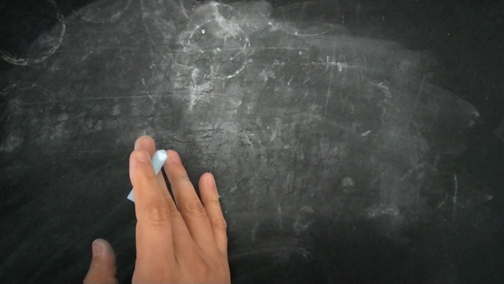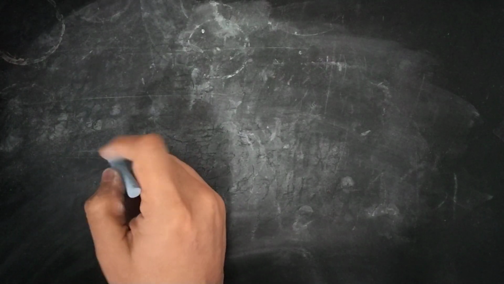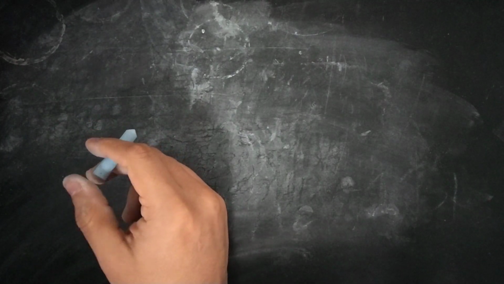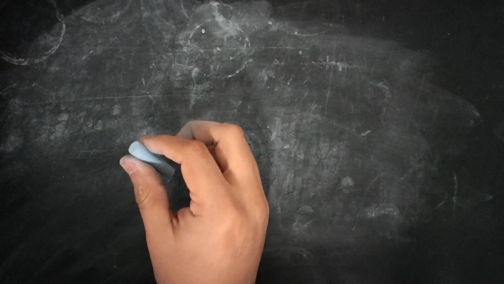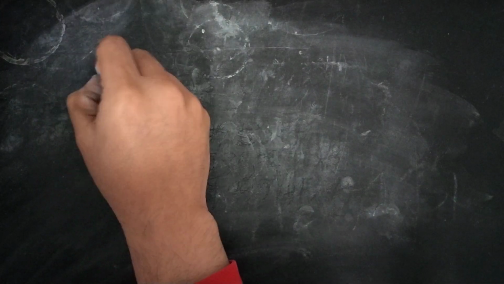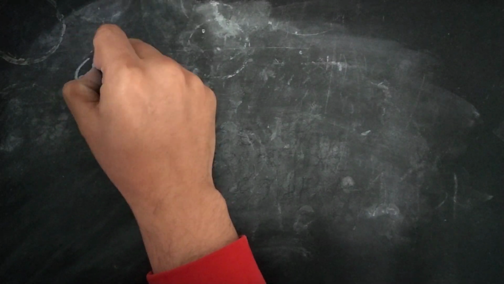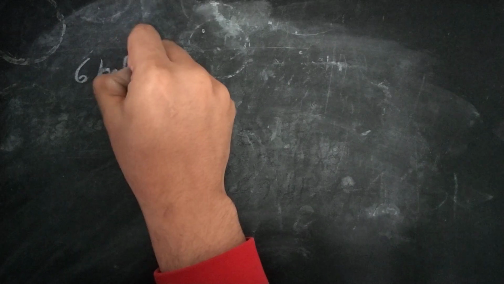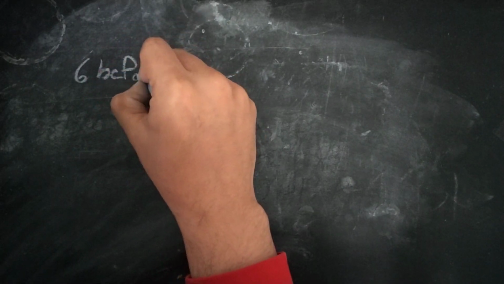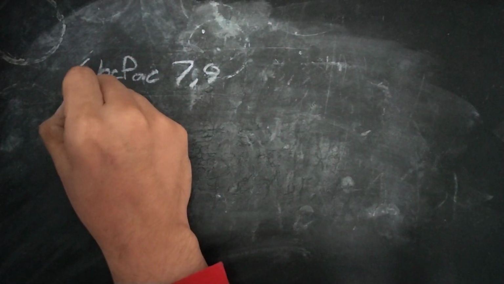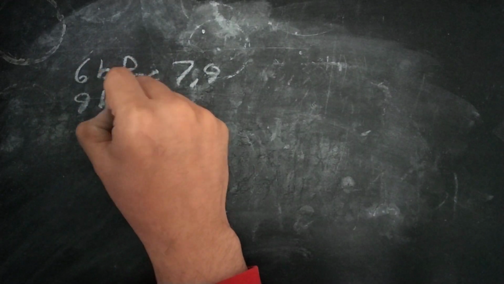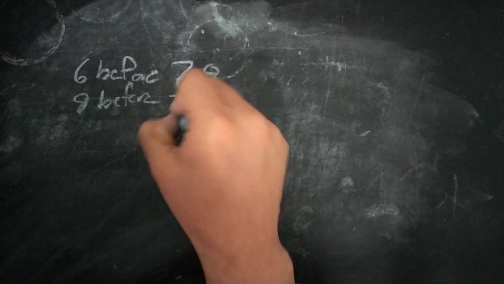And so, the different ways you can roll at least a 6 and an 8 before a 7 are as follows. So, first, you can roll a 6 before a 7 or an 8, and then an 8 before a 7.